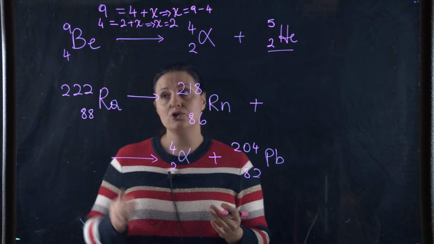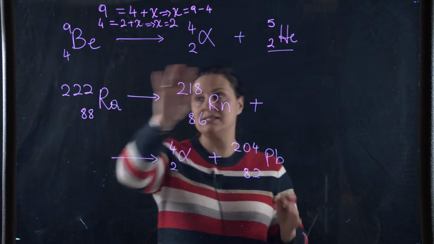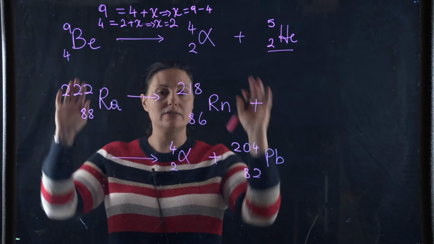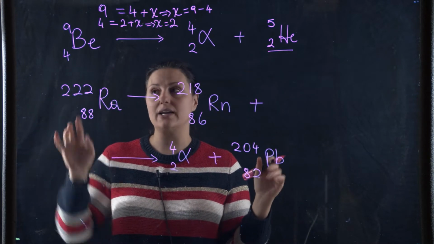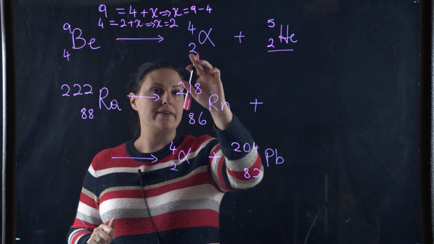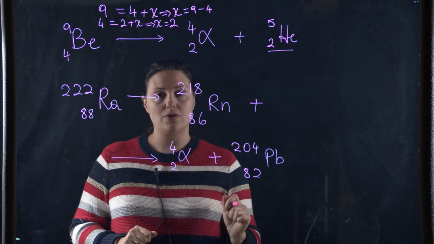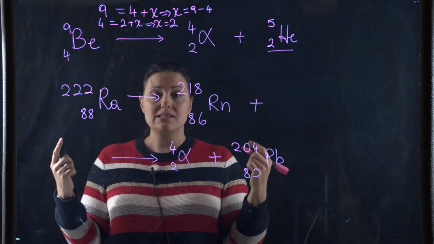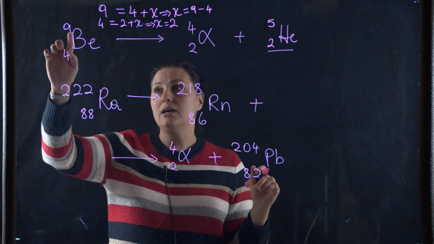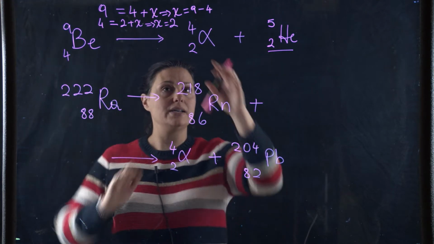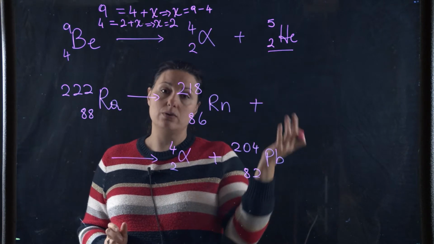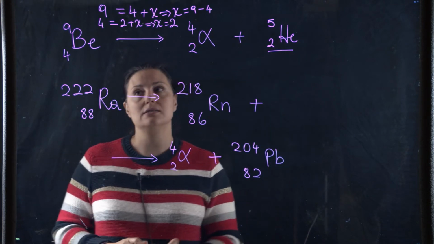Let's make sure and double check. My Z numbers, the bottom numbers, have to be equal on each side. Here I have 4, here I have 2 plus 2 equals 4. Let's look at the mass numbers, the numbers on top. 9 on one side, 4 plus 5 equals 9 on the other side, so I'm balanced.